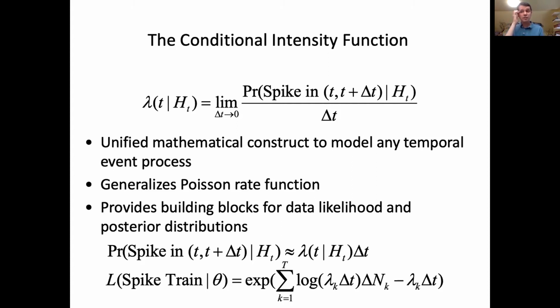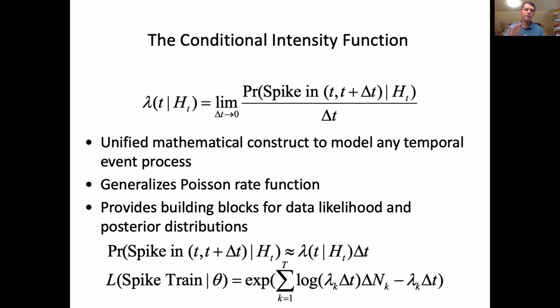And it's fairly easy to see that for any physical process that generates discrete events in time, you can characterize the probability model for that process by defining a conditional intensity function, by defining at every moment, at that instant, the rate of events.